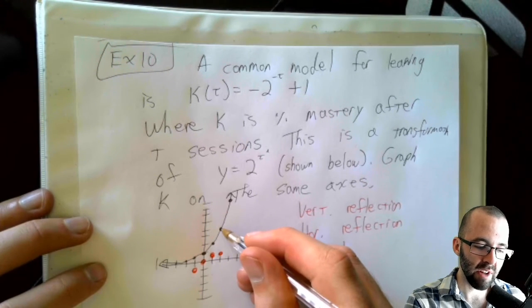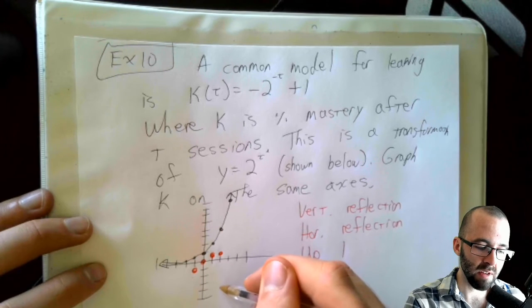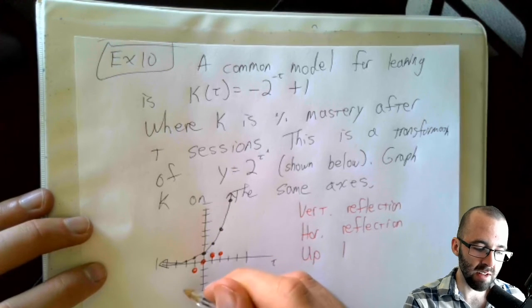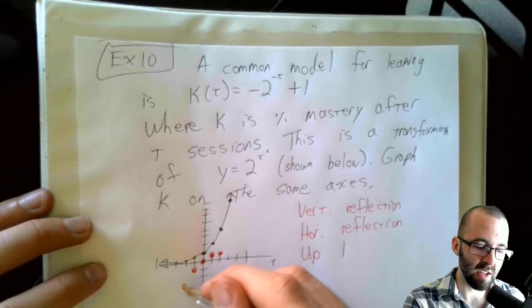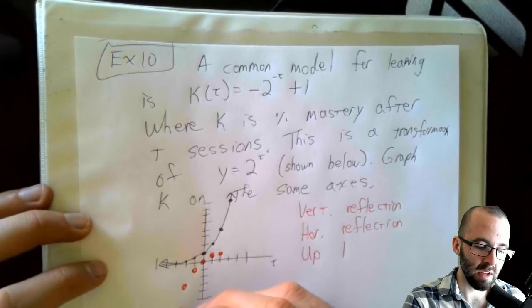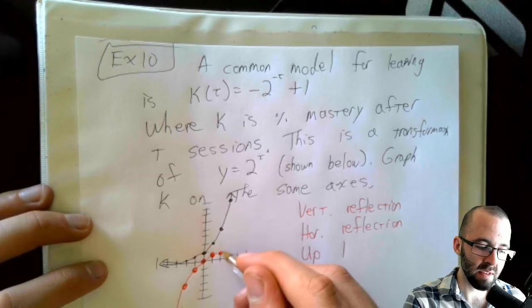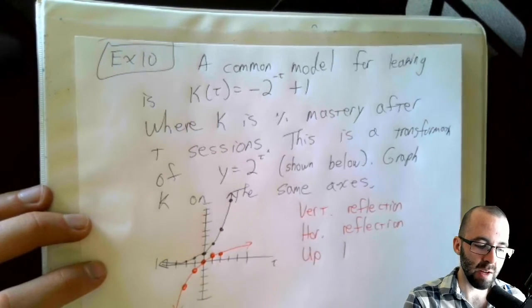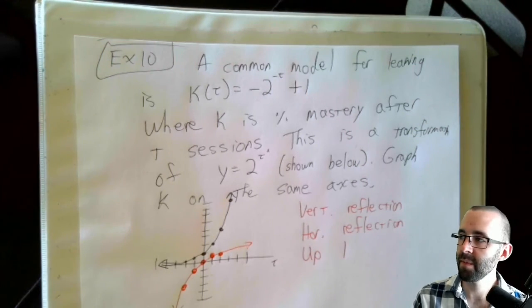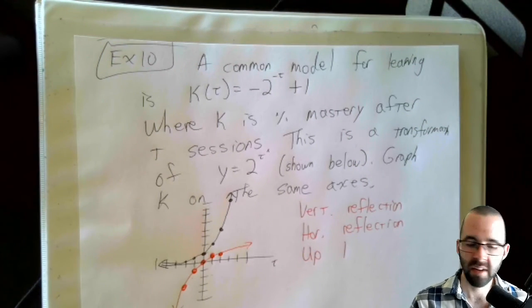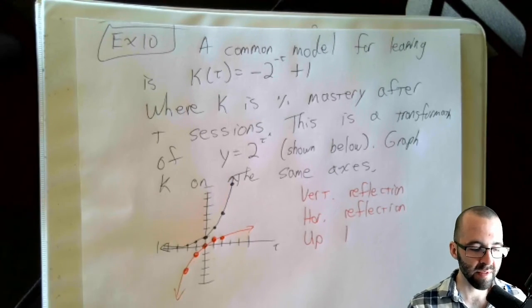This point, reflect vertically, becomes -4. Reflect horizontally, -2, up 1 to -3. And we get something with the same shape, like so. Kind of looks like a logarithmic function.